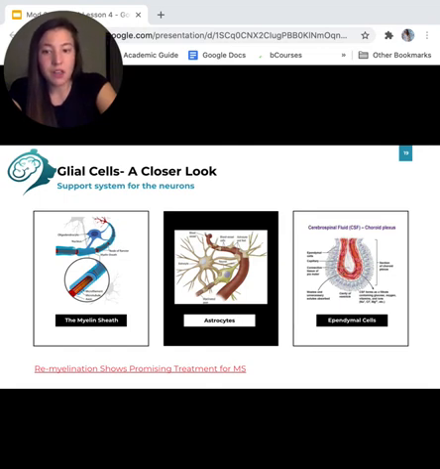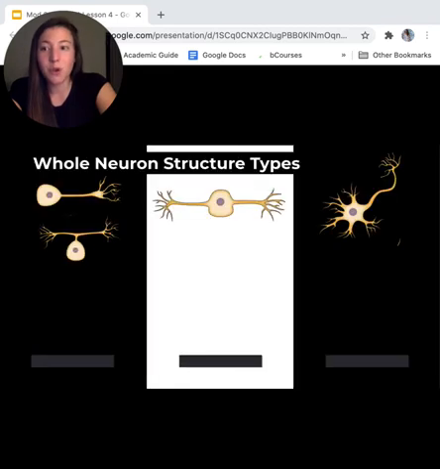And finally, we have the ependymal cells, which take in oxygen, vitamins, and glucose from the capillaries and secrete cerebrospinal fluid. So those are just some other cells in the nervous system that support neurons, and we'll go back to neurons. So here are some whole neuron structure types, and some of them I know look a little weird, but that is okay. So unipolar, they look like little aliens to me.